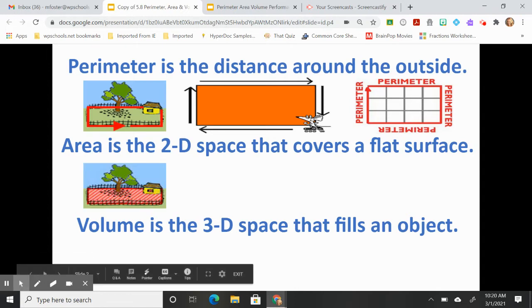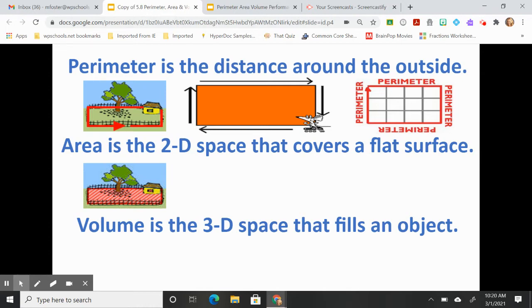Area is a 2-dimensional space that covers a flat surface. The key phrase is covers a flat surface. So area is 2-dimensional. It's flat. It only has 2 dimensions. In the case of this rectangular backyard, inside the fence is the area. So it has a dimension of a length and a width, similar to this up here. Same shape, rectangle. So we would say the area that's inside the fence, that's flat, the grassy area, is an example of area.